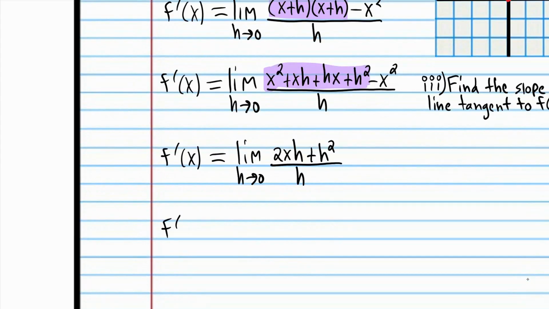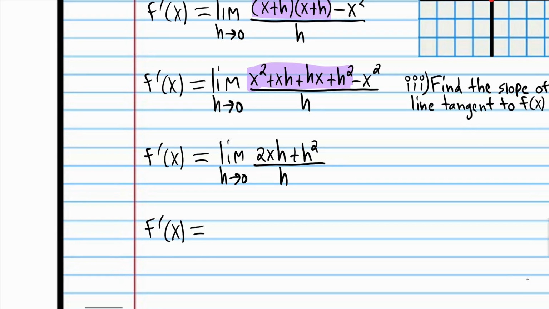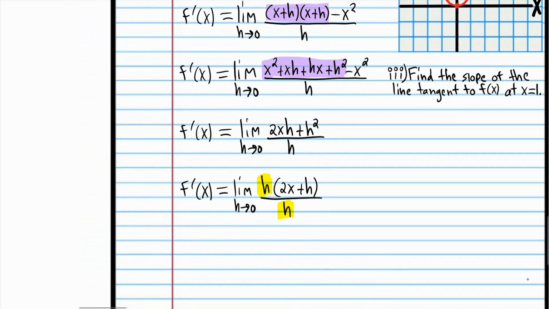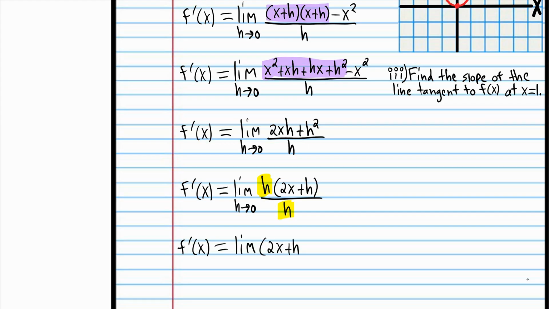So if we try to plug in 0 for h, we still get 0 divided by 0. But as you can probably imagine, what we're going to do is factor out the h in the numerator, and you can see that the h's are going to cancel out. So now we're left with the limit of 2x plus h as h approaches 0.